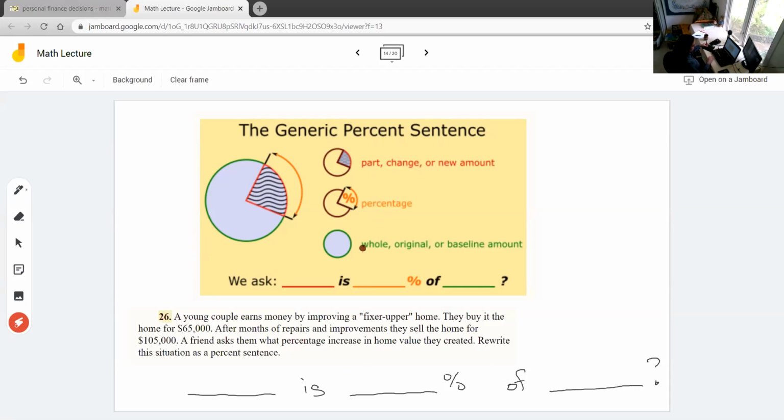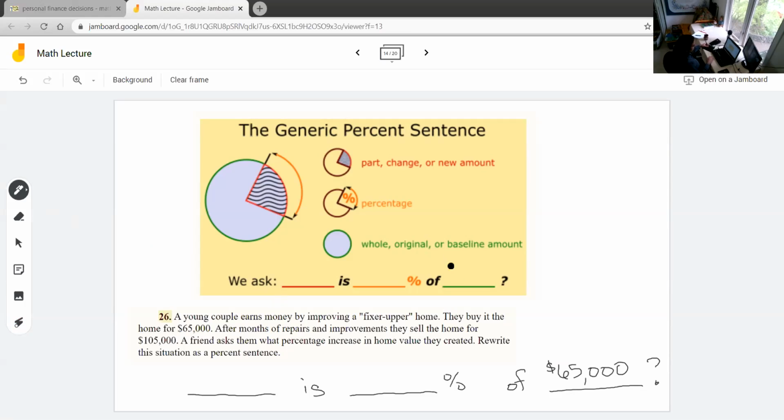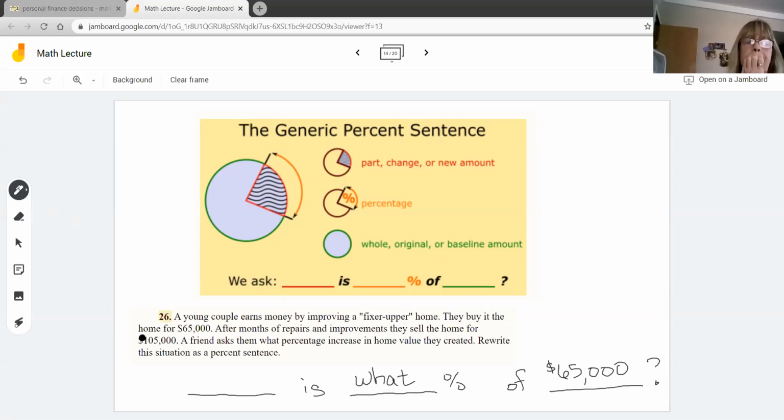Which is my whole or original or baseline? 65,000. Yeah. That's the number I'm comparing others to. What goes in the percent spot? I don't know. There's no percents. So that's my what. And then the other number, this is my change, my new amount. In this case, it's a new amount.